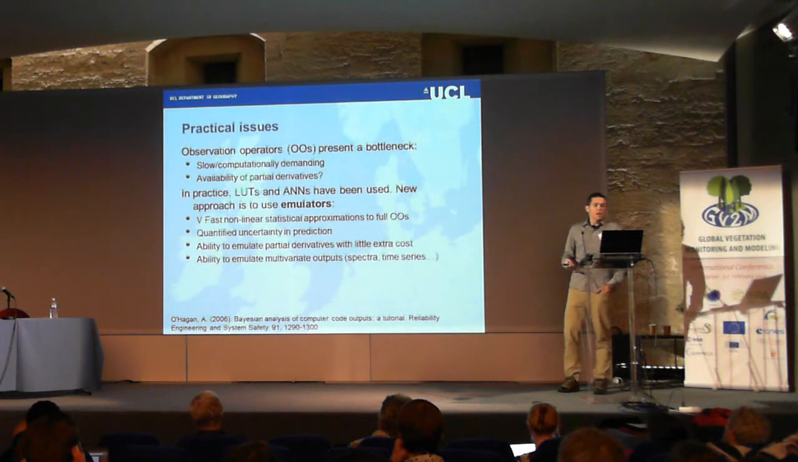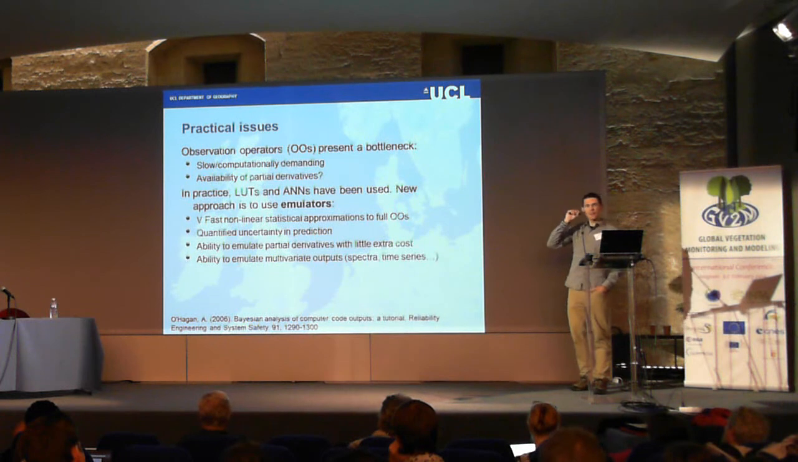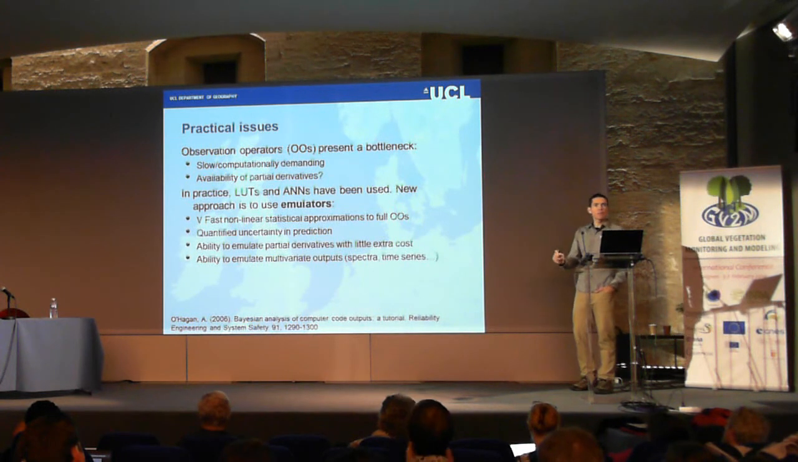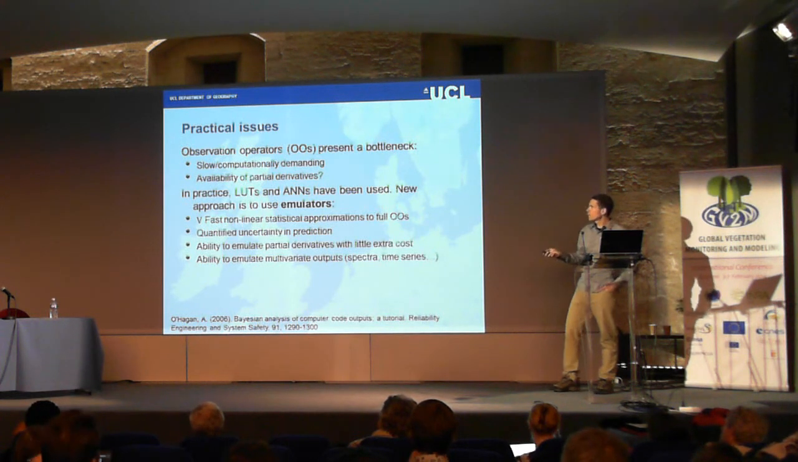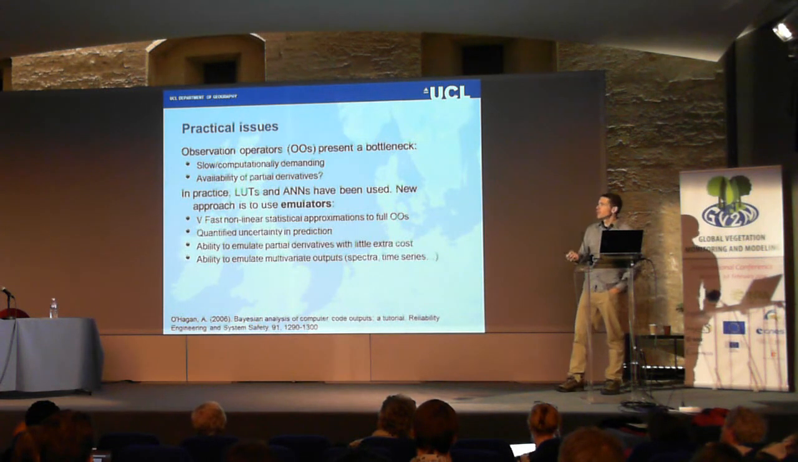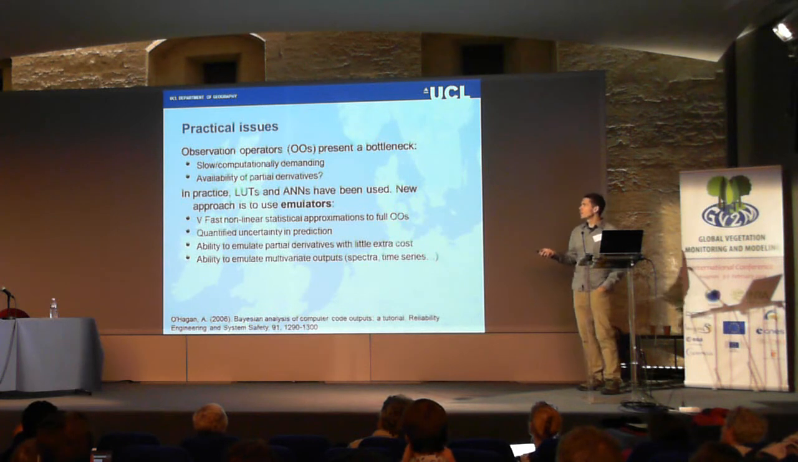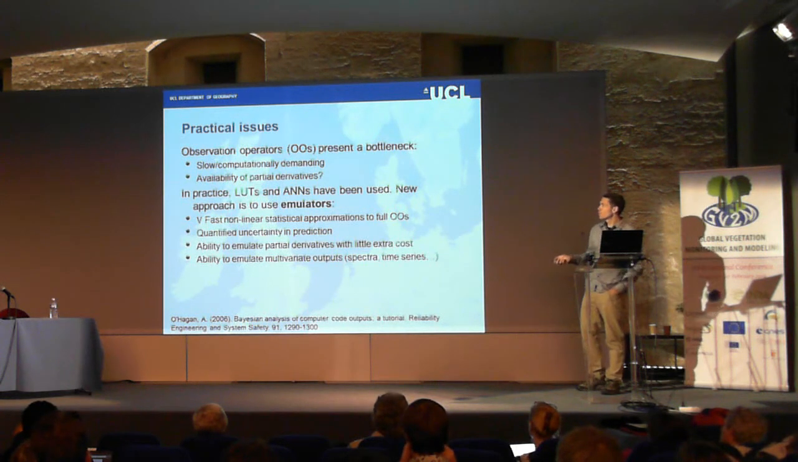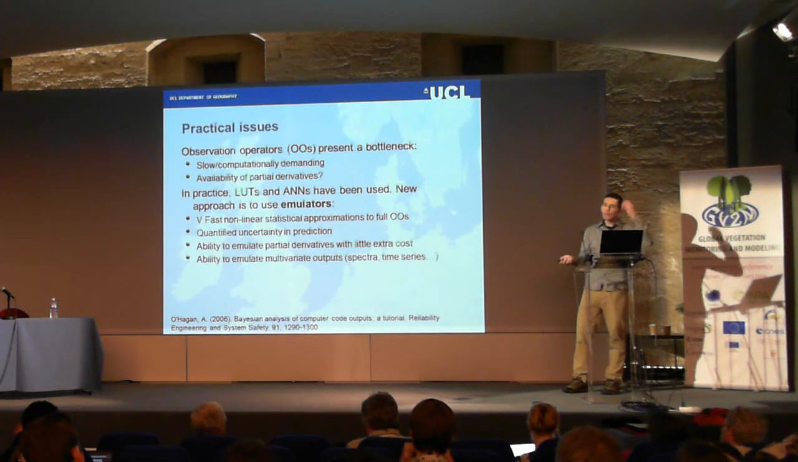So, practical issues then. Observation operators, the radiative transfer models that allow us to translate between an observation and a property of the land surface, are often slow, computationally demanding, and difficult to use. There have been lots of different approaches using lookup tables and artificial neural networks. Some new work on this I think is very interesting because it's fast. Fast is good if you want something operational. It's using emulators, statistical approximations of the models which help you to quantify uncertainty.